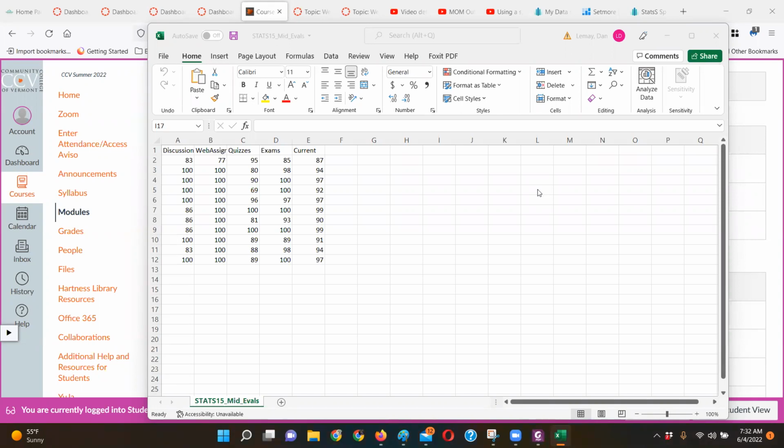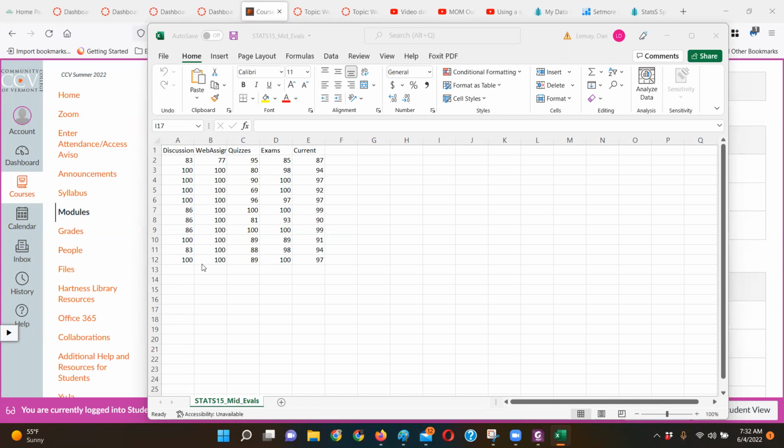So here's discussions, the web assignments, the quizzes, exams, and then the current grade as of the end of week 3. Because of how I've looked at this in the past, exams tend to have some variation. The current grade seems to have some variation, though you look at those grades, those are pretty consistent. They're pretty much in the 90s and must be a good semester. You see how the web assignments are all 100 practically.